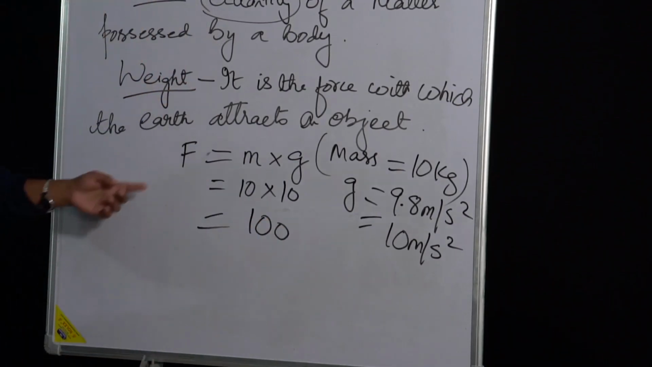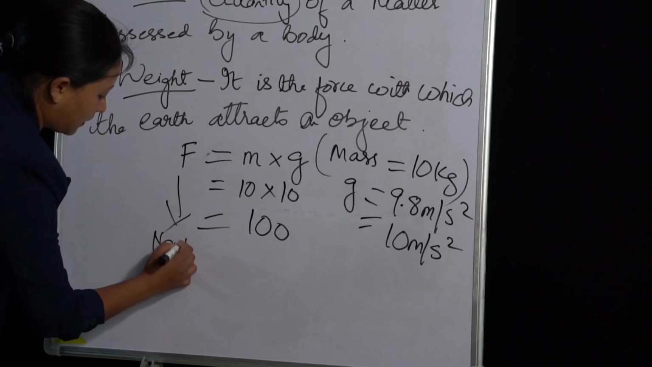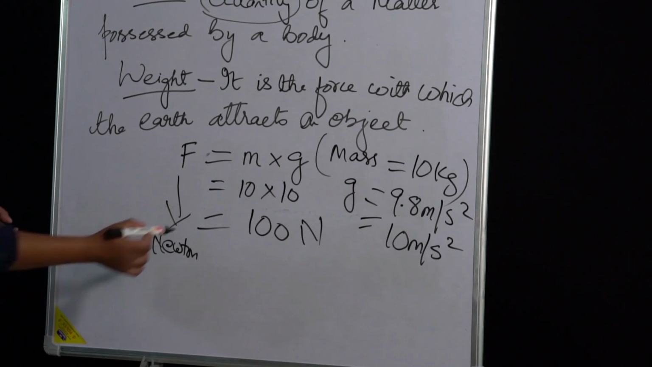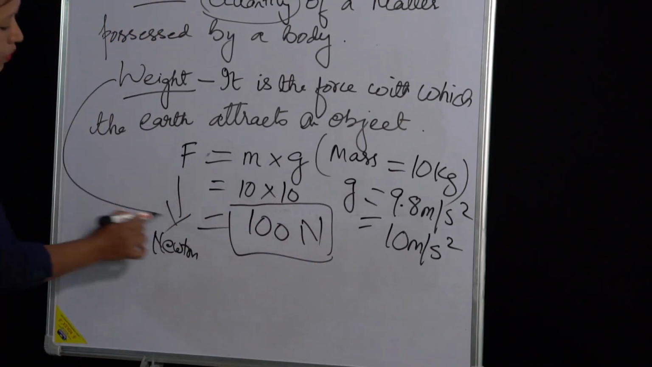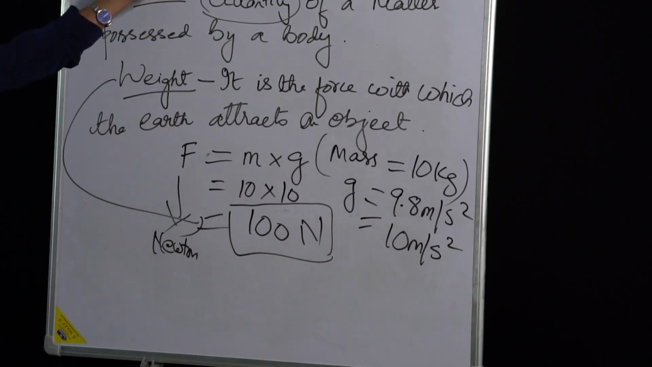And the unit will be, we know that the unit of force is what? The unit of force is Newton. So the unit will be Newton, 100 Newton. So this 100 Newton is nothing but the weight, okay? This 100 Newton is nothing but the weight of this 10 kg of rice. I hope you are clear with the difference between mass and weight.